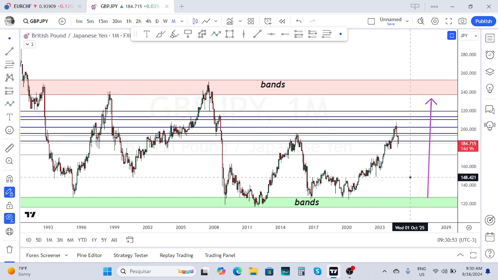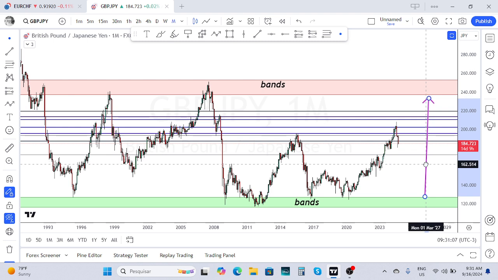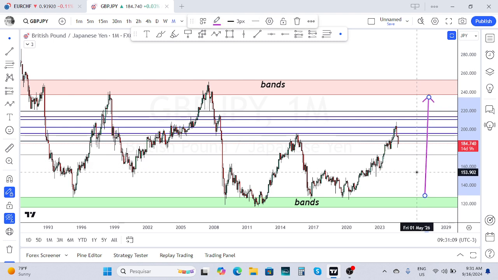That is the long-term view. Now that's one word we want to take to heart. The long-term view from the monthly time frame standpoint, based on the monthly support band, this market is going to go up long term. That is the long-term view on the monthly time frame on GBP JPY.